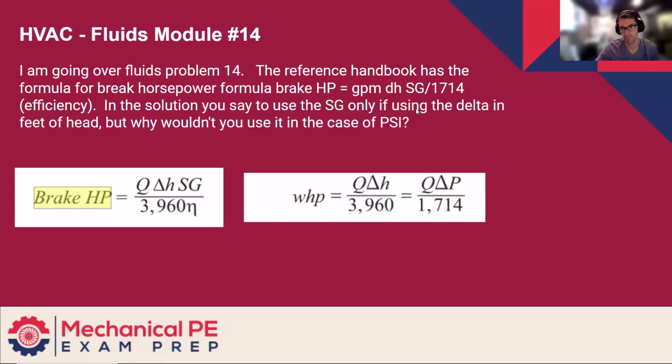But that's absolutely key. And then on the same page nearby that, they give you the definition for water horsepower, and they give it as Q delta H over 3960 without the efficiency and without the specific gravity, right? So we'll talk about why that is. Hold that thought. And then they say that that also equals Q delta P over 1714. So you can swap out the delta H for delta P and the constant changes. So let's write these down and just kind of investigate these three.